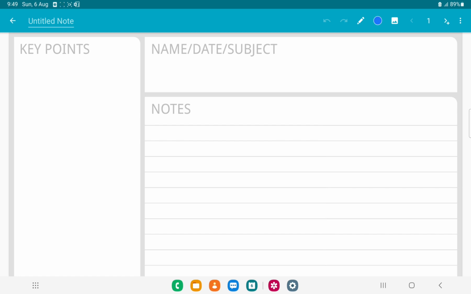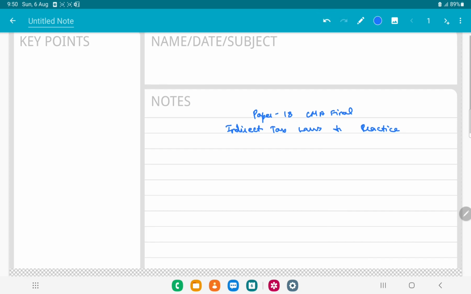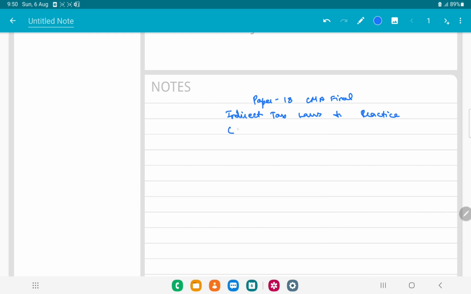So today we are going to discuss the topic for paper 19 of CMA Final, which is indirect tax laws, indirect tax laws and practice. The paper name is Indirect Tax Laws and Practice, in short indirect tax.